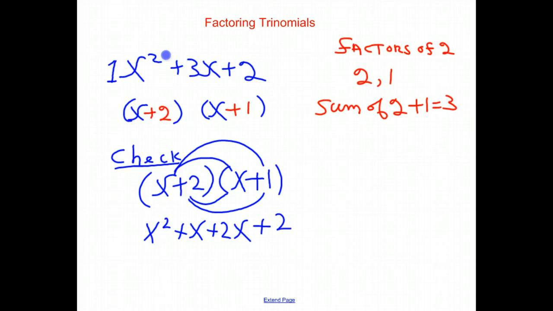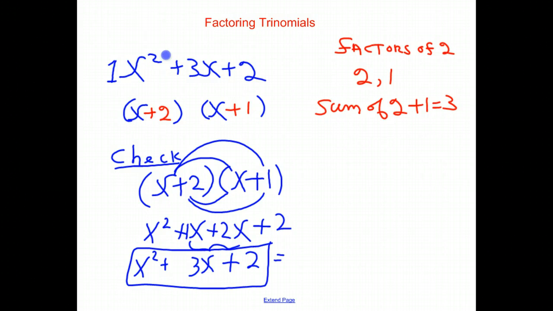Notice that when we did 2 times 1, there was our factors of 2. And notice that we are now going to add our like terms, which are 1x and 2x. And there's our 3x. And notice our answer is equal to the original trinomial, and therefore we know that this is correct.